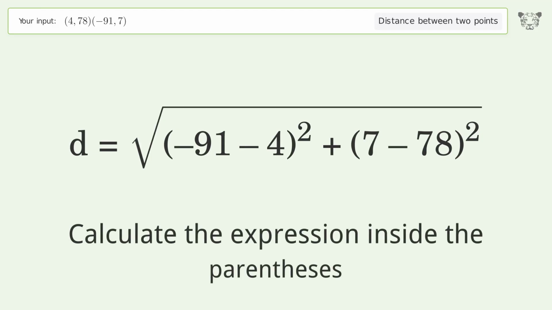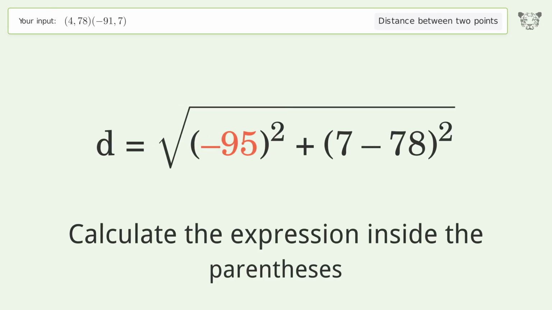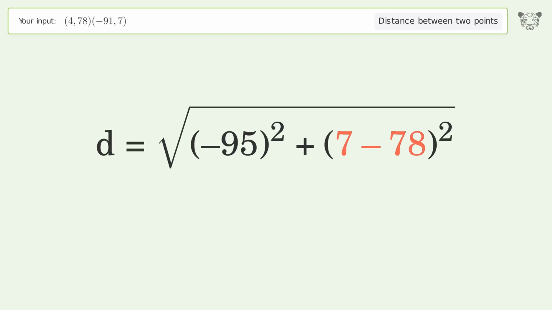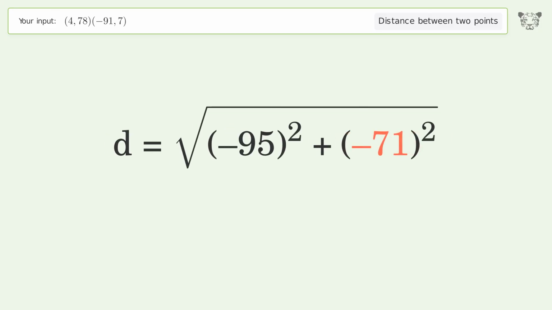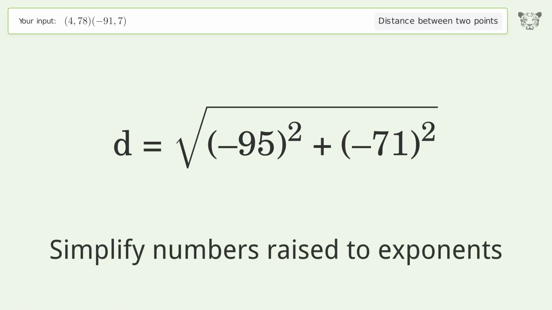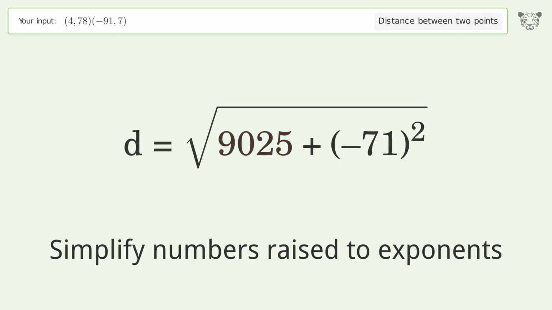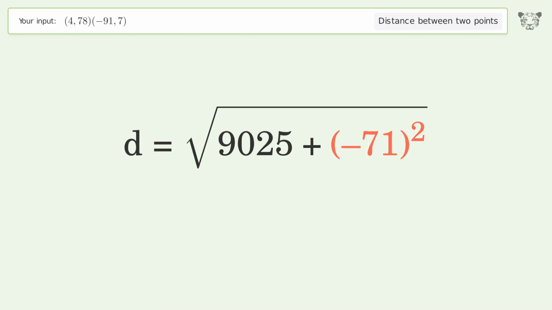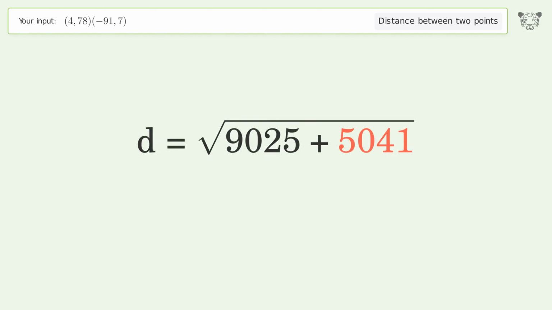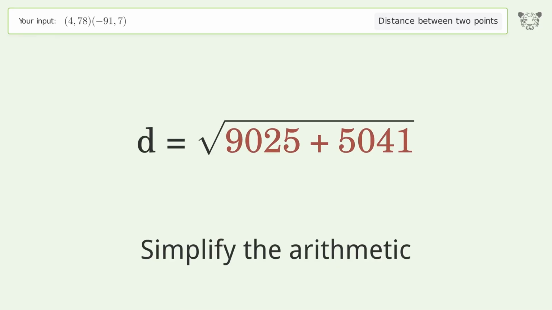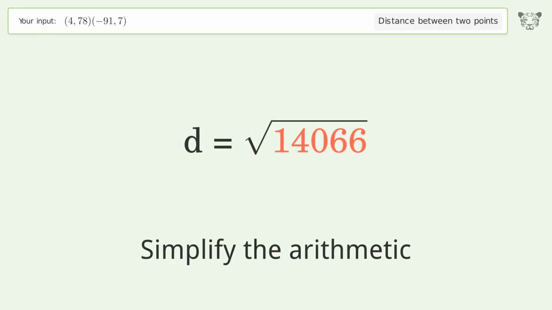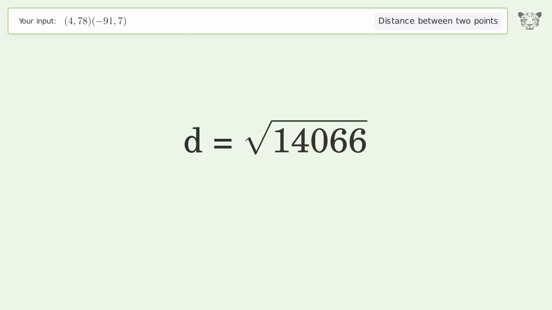Calculate the expression inside the parentheses. Simplify numbers raised to exponents. Simplify the arithmetic. And so the distance between the 2 points is the square root of 14,066, or 118.6.